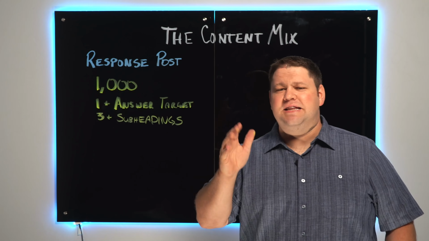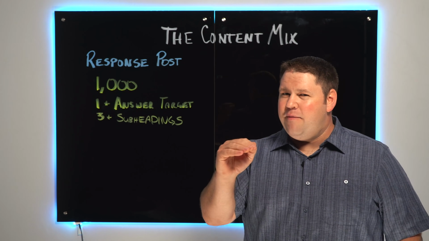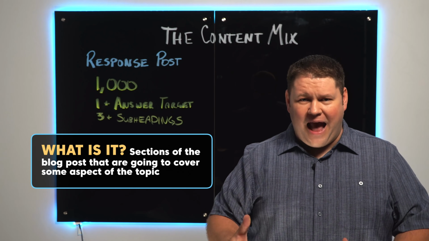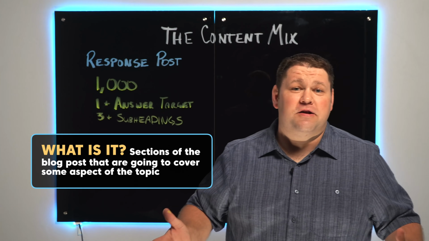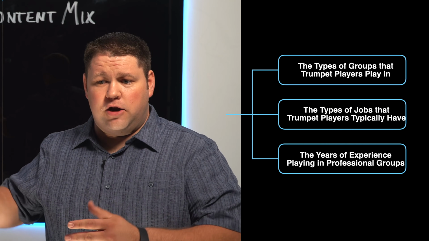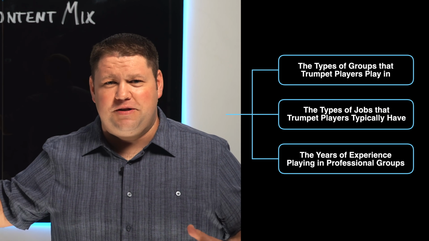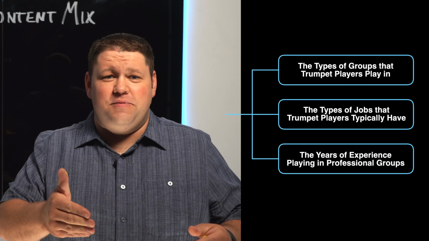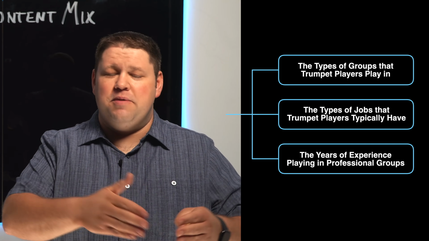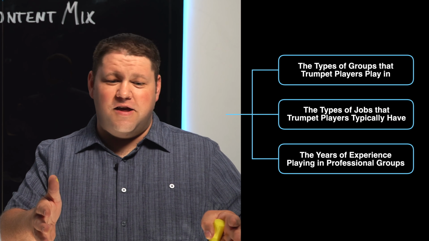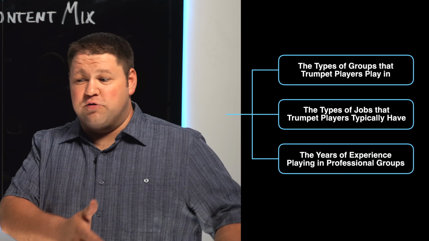Response posts are going to have at least 3 subheadings. The subheadings are essentially sections of the blog post that are going to cover some aspect of the topic. So back to the trumpet player example, one of the subheadings could be the types of groups that trumpet players play in, or the types of jobs that trumpet players typically have, the years of experience playing in professional groups. And if you had some data, you could show that people that are, maybe fresh out of school, in their first 10 years typically earn in this range. But usually by the next 10 years, those who continue on are typically earning more in this range.